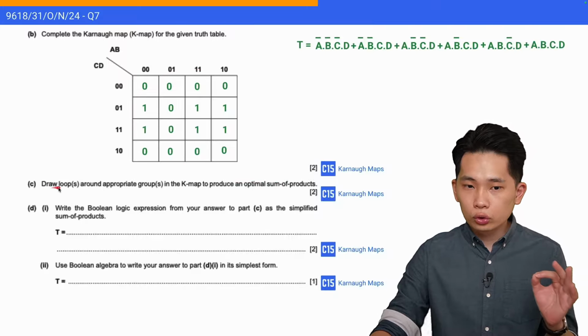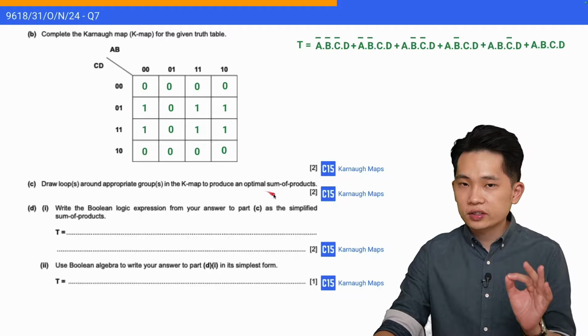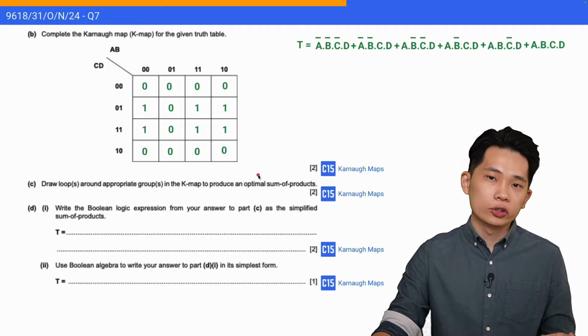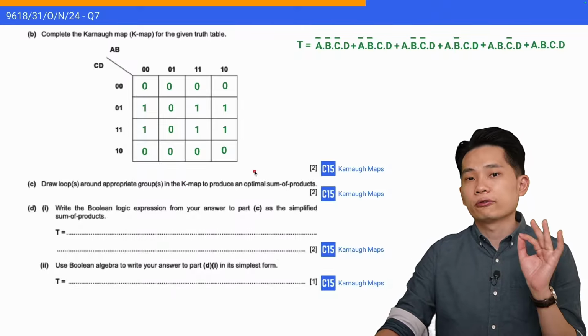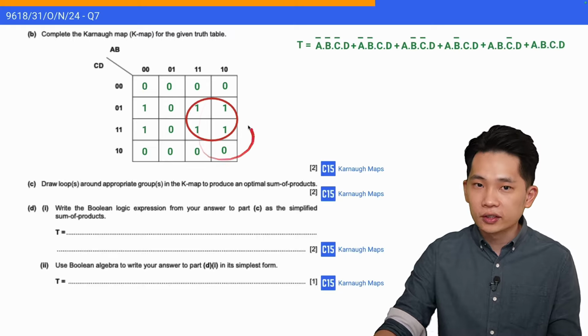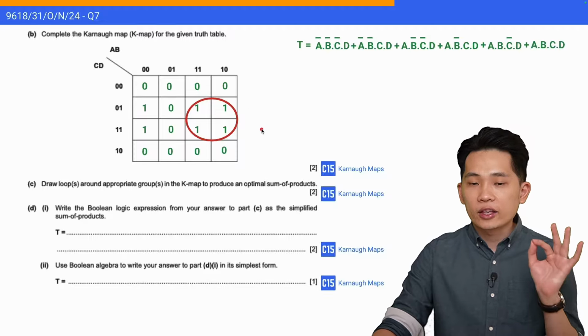For C, draw loops around appropriate groups in the K-map to produce an optimal sum of products. For this question, we just have to find all the overlapping circles with the power of 2. So the first one will be these 4 ones here, and the second one will be from the left end to the right end here, as shown in the blue line here.